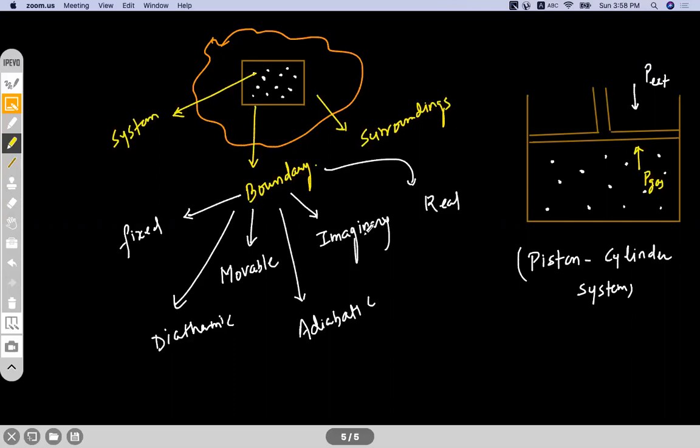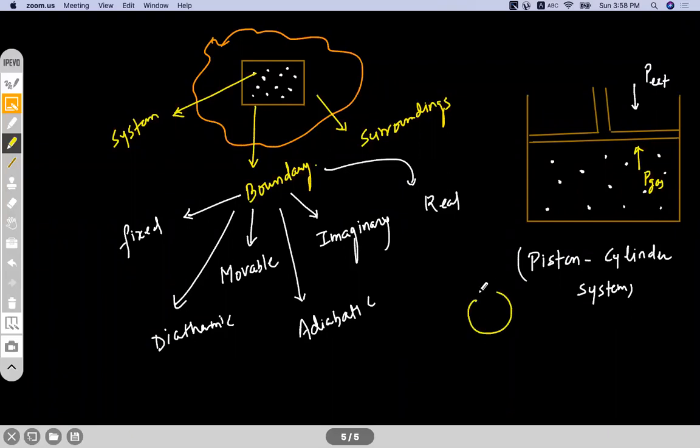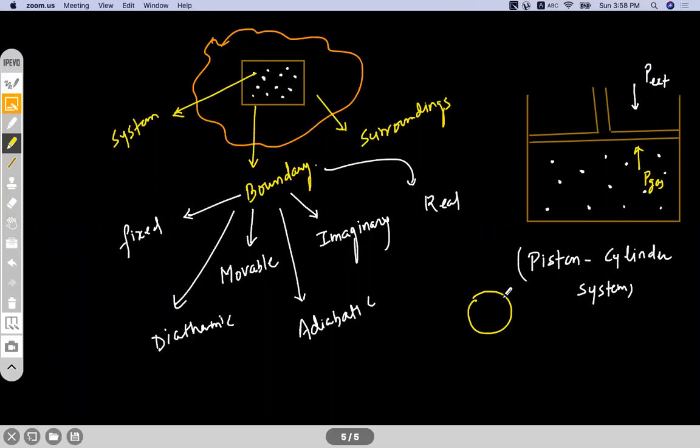Imaginary is what? Suppose in the atmosphere, we have oxygen gas, right? Could you identify the boundary of oxygen gas? No. We imagine that the volume of oxygen gas is this. So this is the imaginary boundary we have. In this volume, the oxygen gas is present. So there's an imaginary boundary we are assuming. Yes or no?